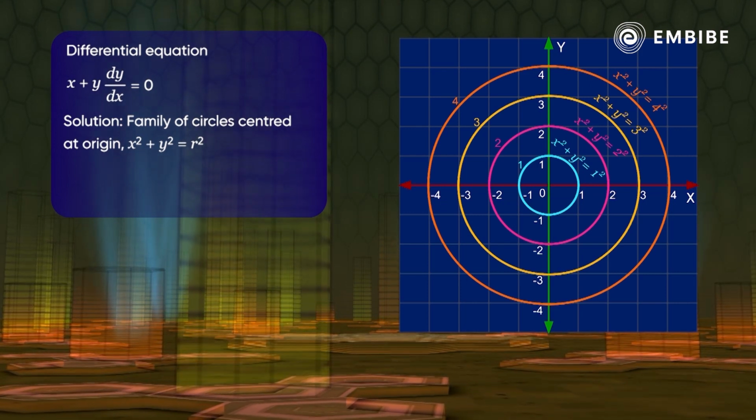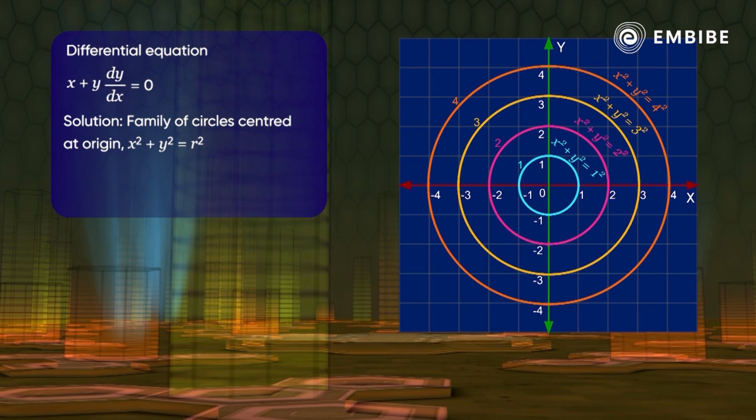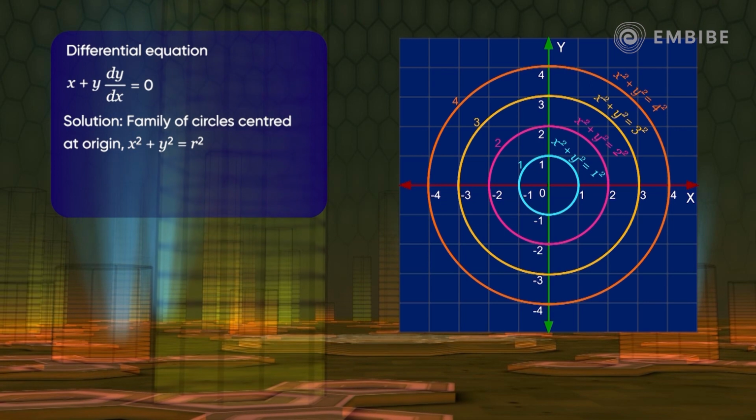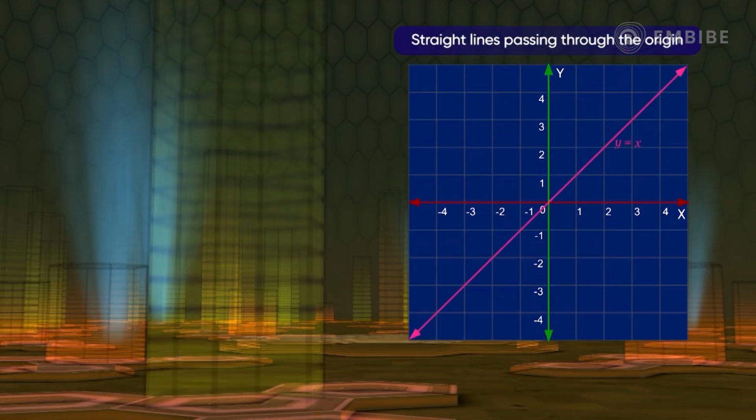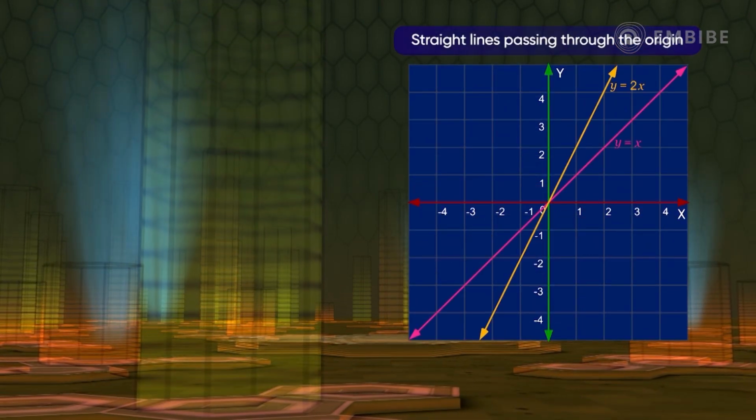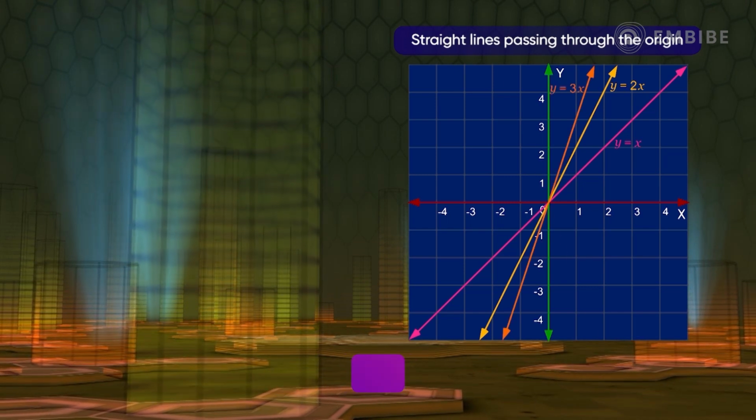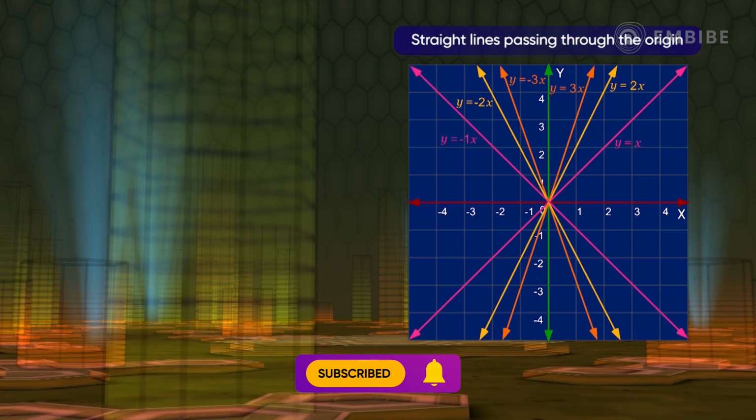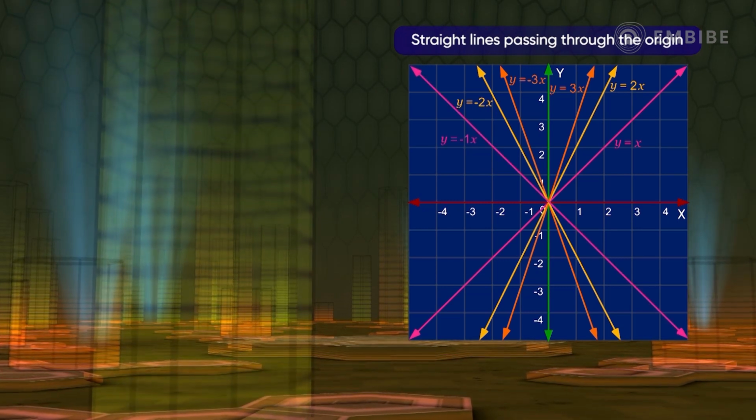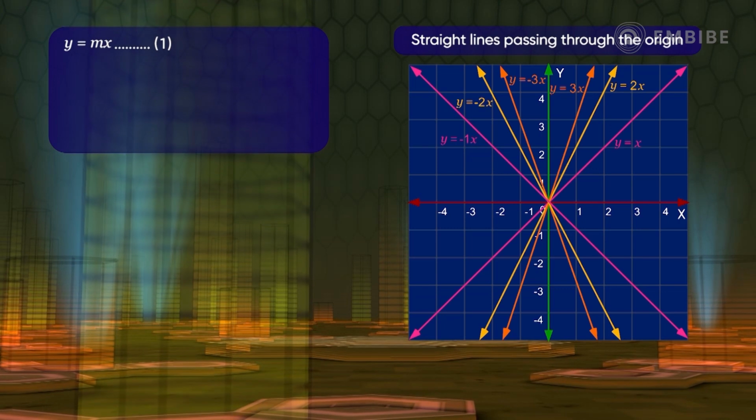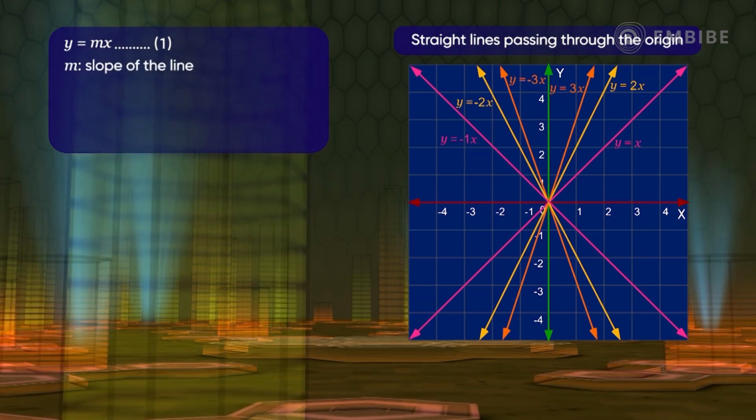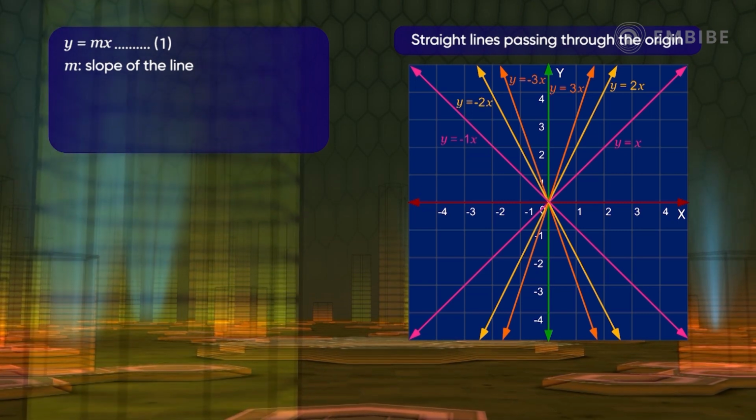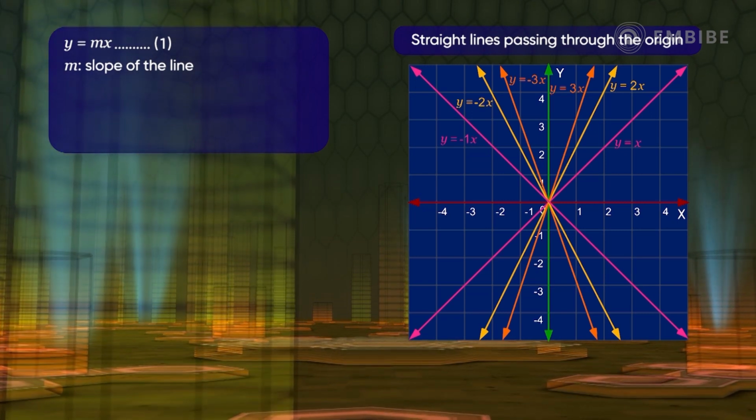Now, what if we have such a function to start with and we need to form the differential equation whose solution is that function? Let's consider one of the simplest families of curves, the straight lines that pass through the origin. The equation representing the straight lines passing through the origin is y is equal to mx, where m is the slope of the line. For various values of m, we get different lines. How can we convert this to a differential equation?